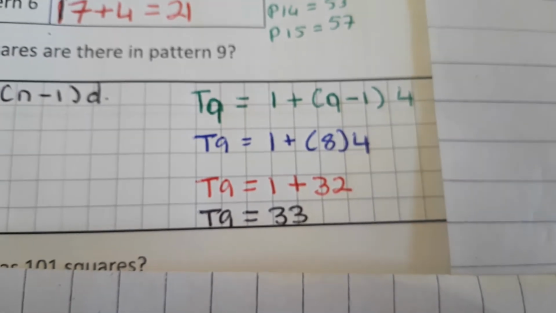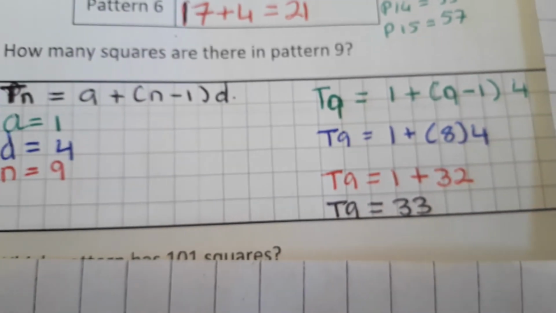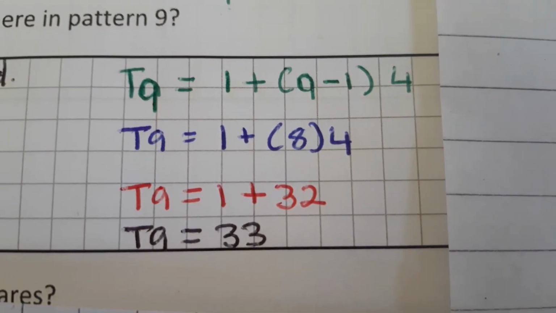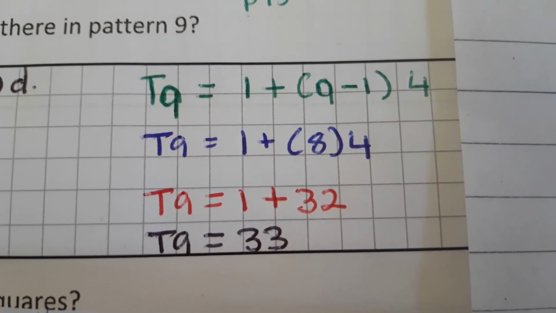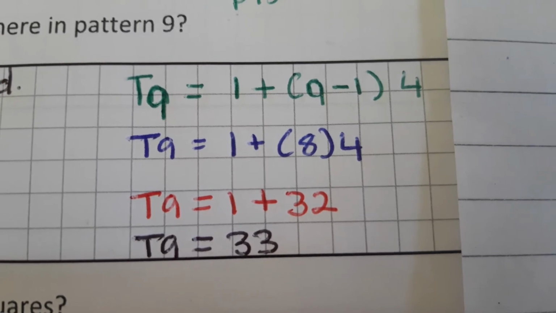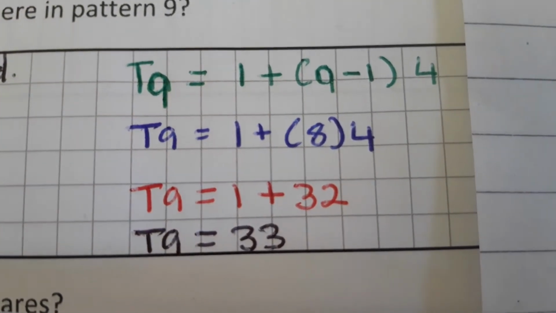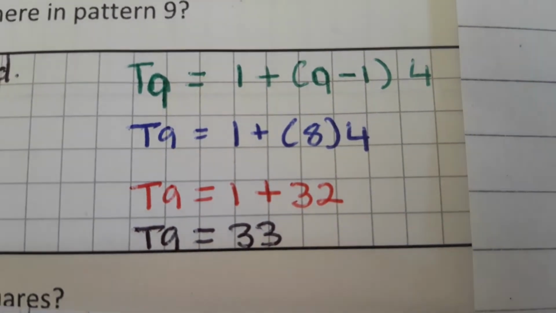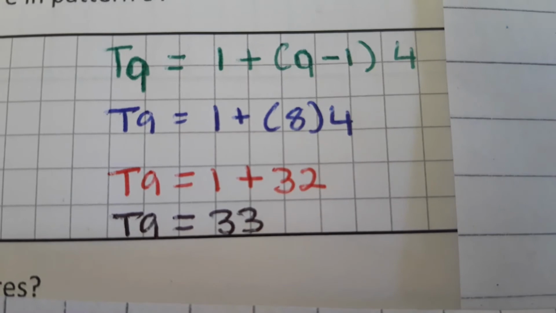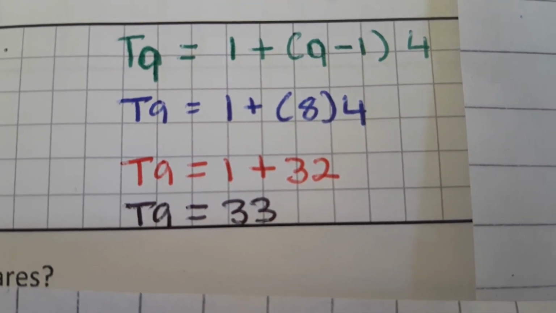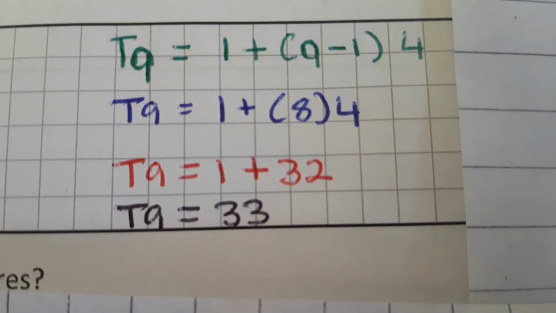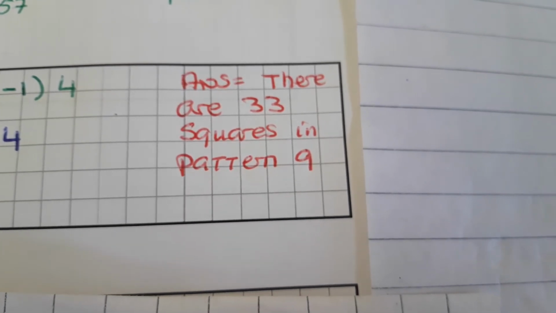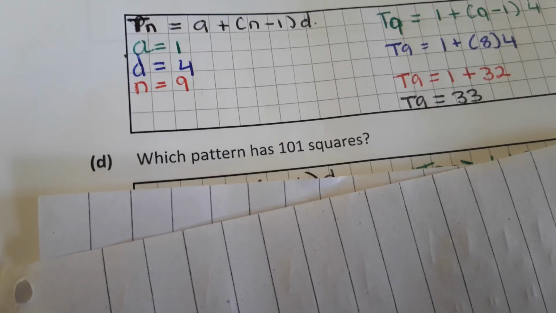So now, once you know that, you're going to replace those letters with those numbers. So Tn becomes T9 equals 1 plus (9 minus 1) times 4. So then T9 is 1 plus 8 times 4. T9 is 1 plus 32, because that's 8 times 4. So T9 is 32 plus 1, so it's 33. So the answer is there are 33 squares in pattern number 9.